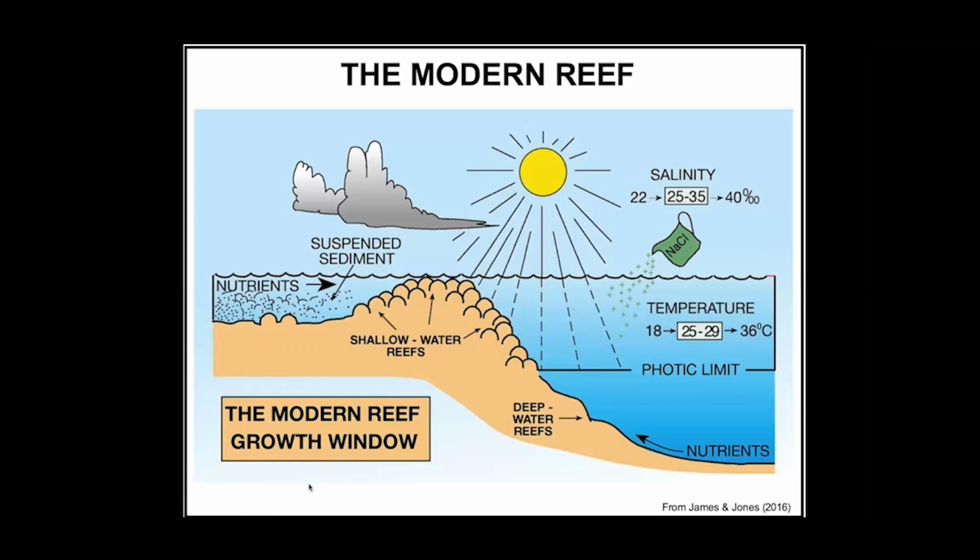Put all these factors together, this is what we call the modern reef growth window. It's important to stress here that if we go back into the ancient succession of ancient reefs, these parameters may not apply to those because in the old rocks we have different types of corals, and it's not clear if they had the photosynthetic organisms associated with those corals.